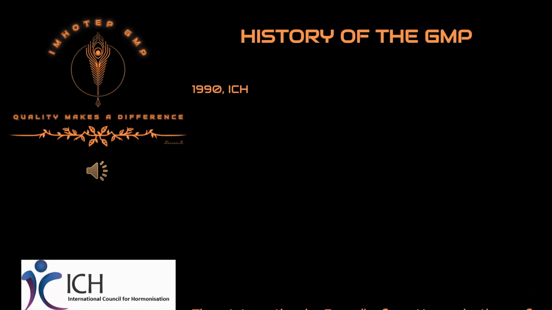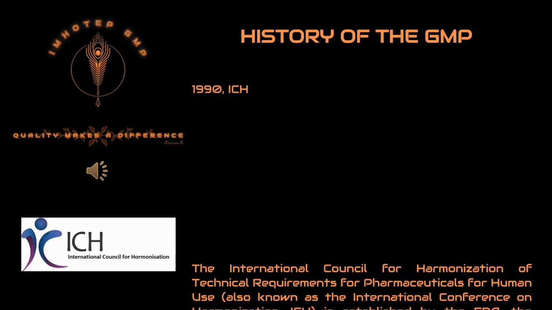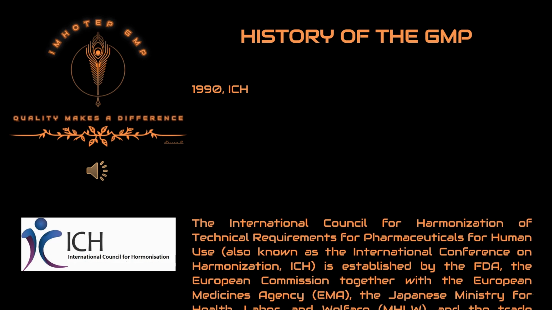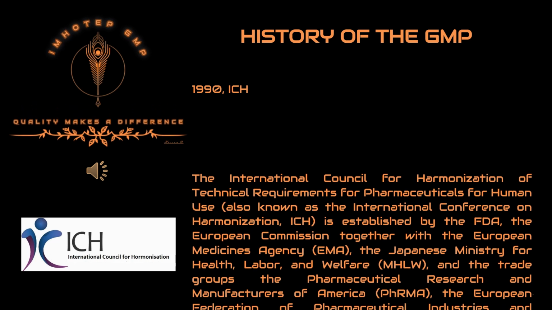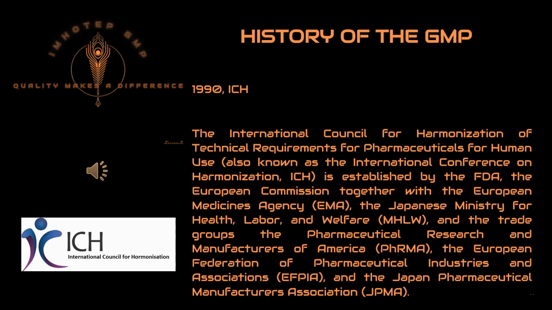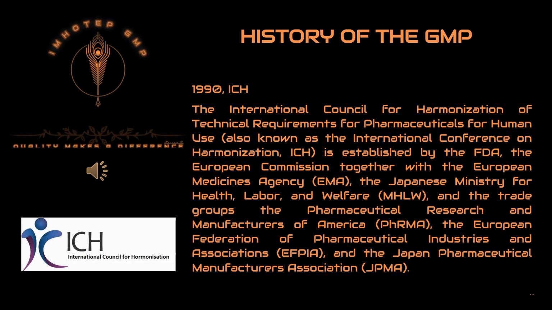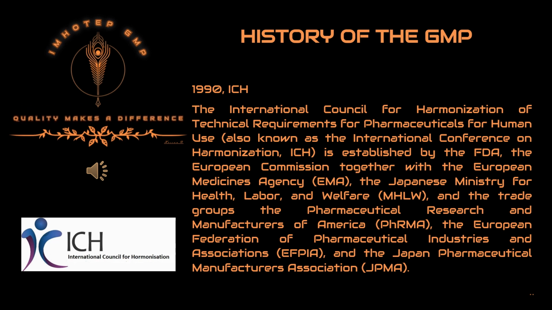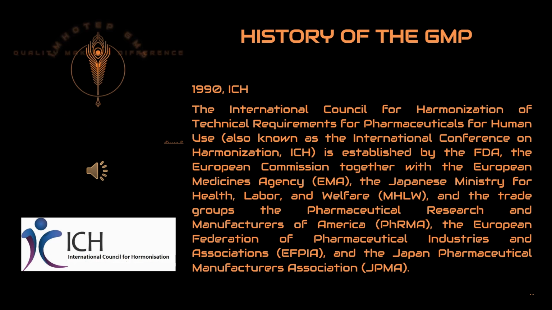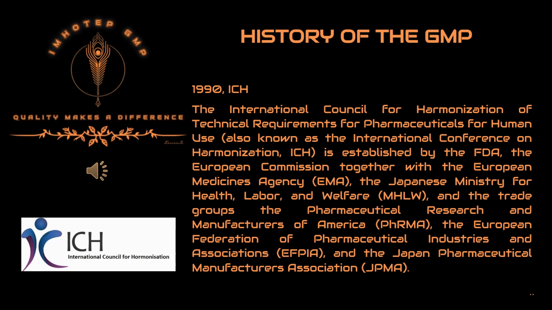1990. ICH. The International Council for Harmonization of Technical Requirements for Pharmaceuticals for Human Use, also known as the International Conference on Harmonization, ICH, is established by the FDA, the European Commission together with the European Medicines Agency, EMA, the Japanese Ministry for Health, Labor, and Welfare, MHLW, and the trade groups the Pharmaceutical Research and Manufacturers of America, PHRMA, the European Federation of Pharmaceutical Industries and Associations, EFPIA, and the Japan Pharmaceutical Manufacturers Association, JPMA.